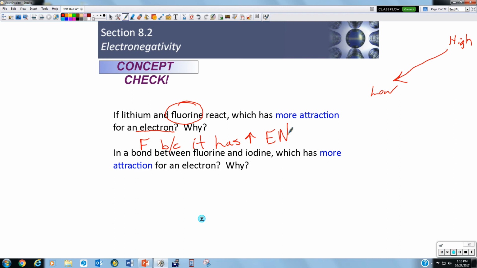Now the second question says, in a bond between fluorine and iodine, which has more attraction for an electron? Fluorine again. And it should make sense. And again, the response is the same. It's because it has a higher EN. Now, ultimately, why does fluorine have a higher electronegativity or a higher attraction for electrons than iodine?